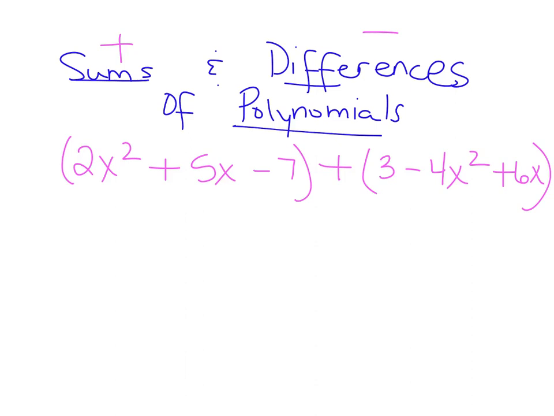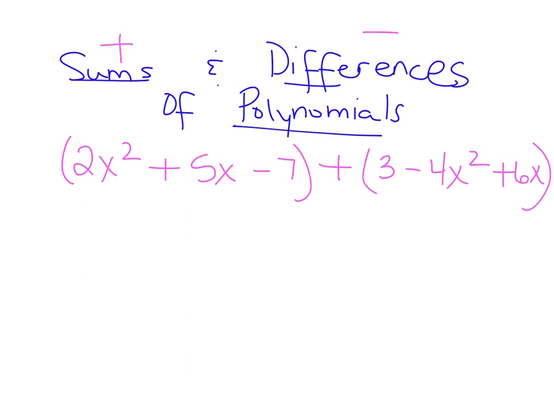Okay, so here's our first problem. We're being asked to add 2x squared plus 5x minus 7, plus 3 minus 4x squared plus 6x. The first thing you have to know is you can only add and subtract like terms. When I say like terms, I mean x squareds and x squareds are alike. x's and x's are alike. Constants are alike. If I had a term that had an x and a y, it could only go with an x and a y term.